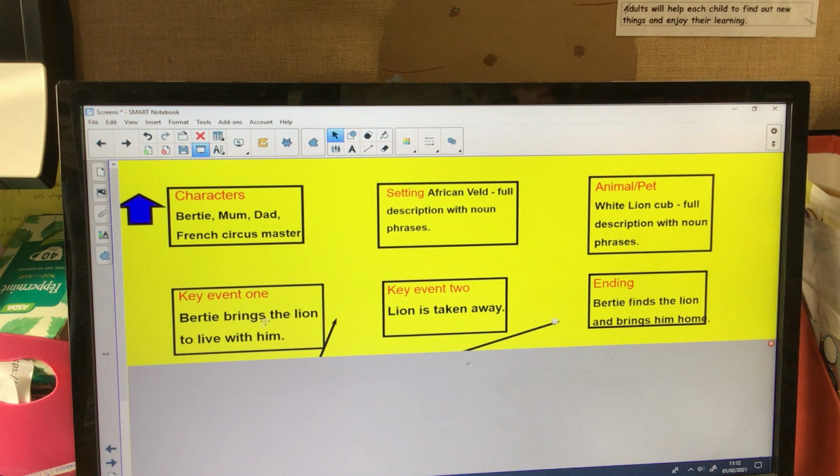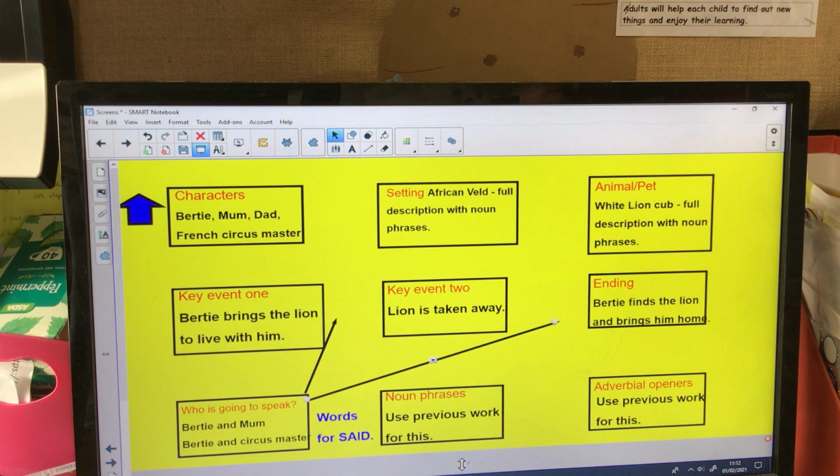If you want to, you can make it that your character has an animal at home with them, but it's taken away by a circus master, but at the end they find it again. So you can follow the events in a similar way if you're struggling with your own idea. Okay.